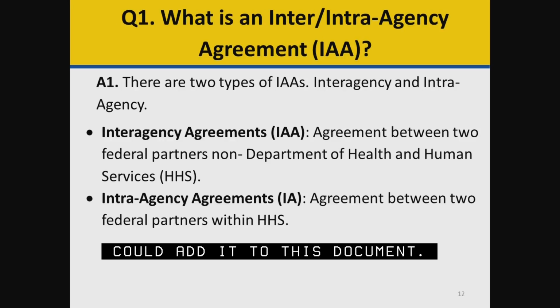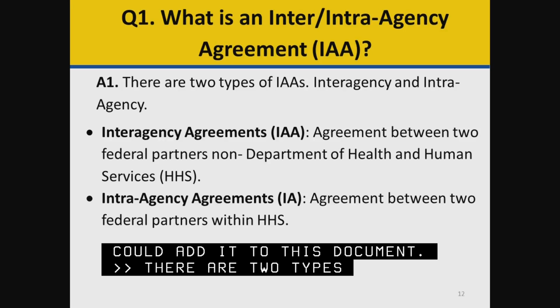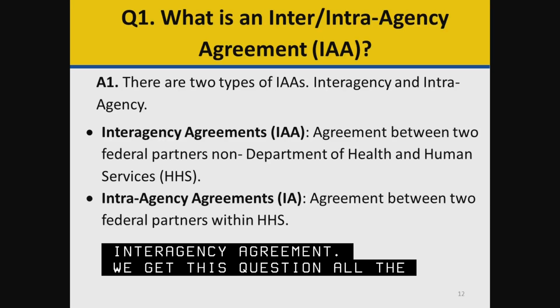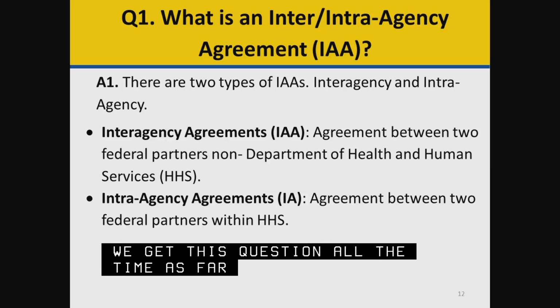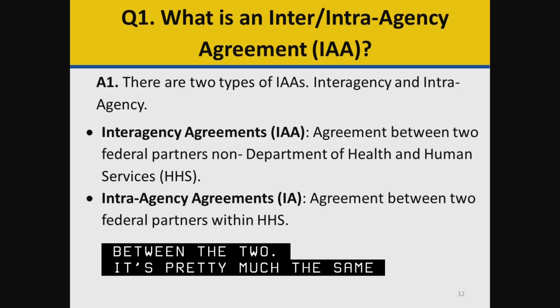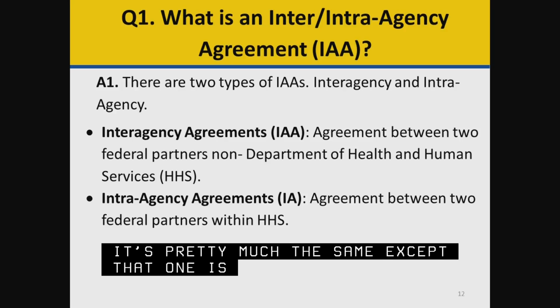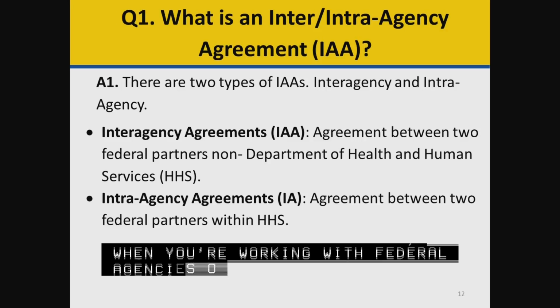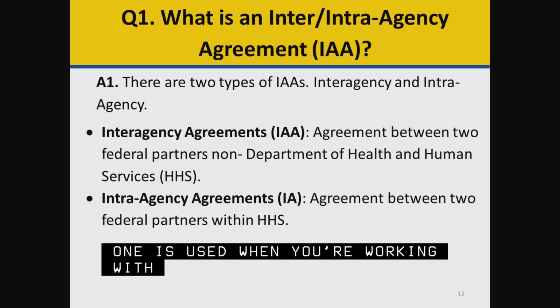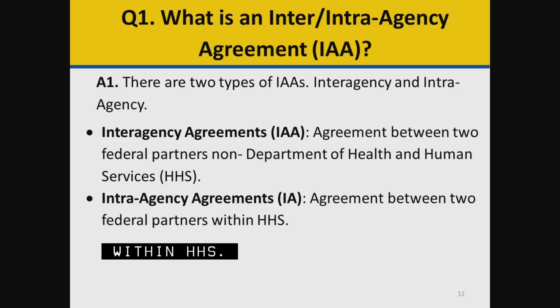Okay, the first question was, there are two types of IAs, interagency and intra-agency agreement. We get this question all the time as far as what's the difference between the two. They're pretty much the same, except one is used when you're working with a federal agency or department, and one is used when you're working with a federal opdiv within HHS. So if it's within HHS, it's intra-agency. Anything that's not related to HHS is interagency.